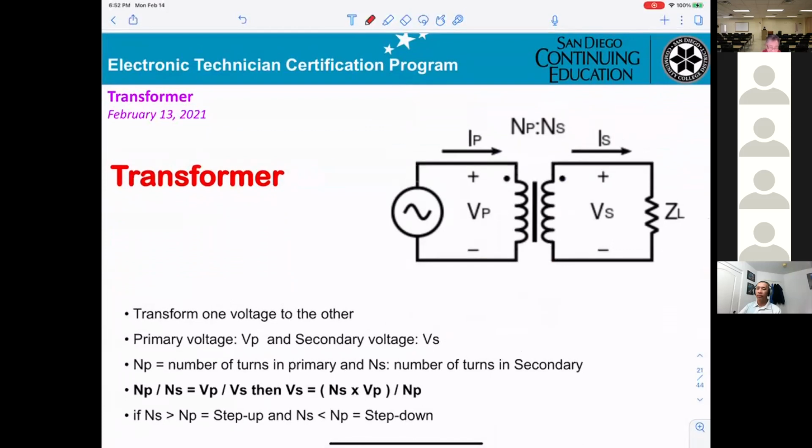Next one, transformer. What are we using the transformer for? Step the voltage up or down. To convert it from 120 to 24 volts. Yes, but that is a specific value. In general, what does a transformer do? I'm just asking for the general definition. Basically, a transformer transfers the signal from one voltage to the other voltage.